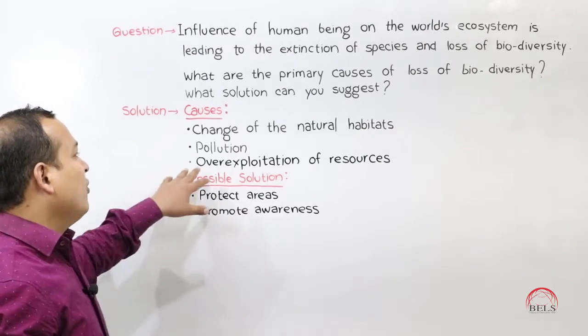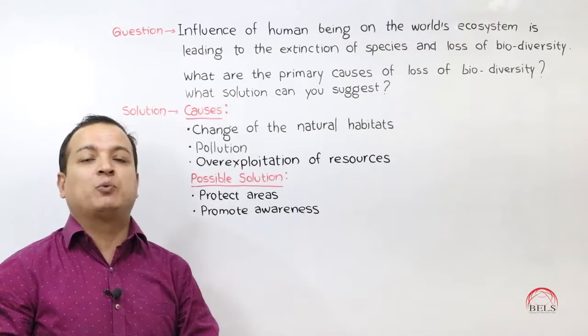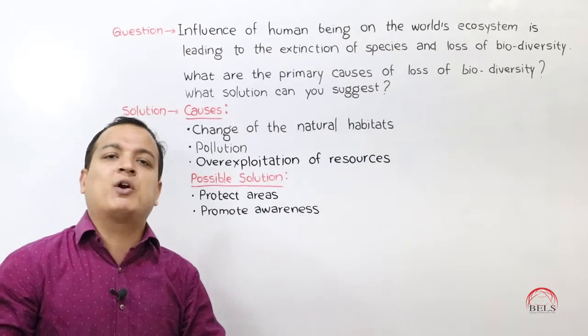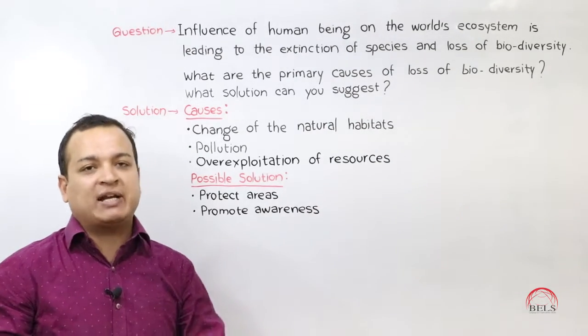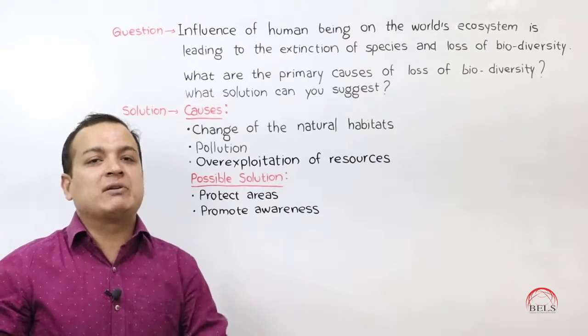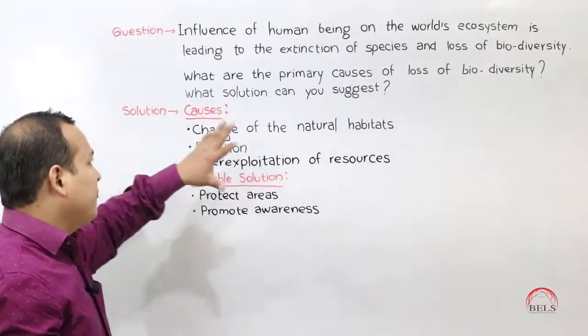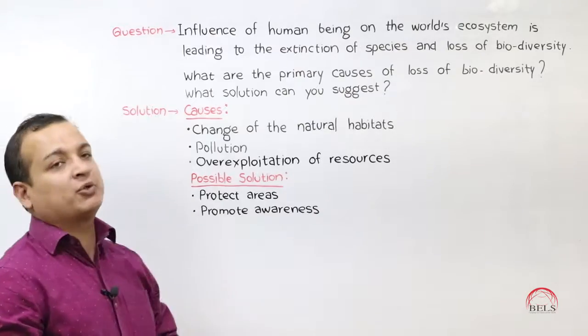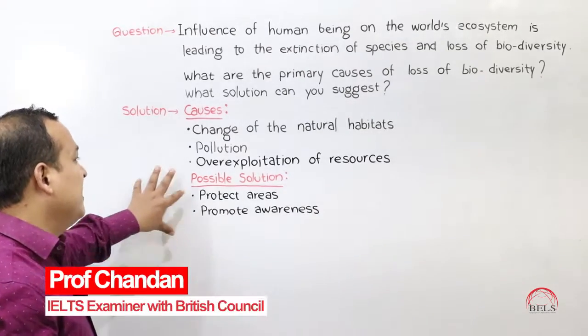Number 3 is over exploitation of the resources. We are building roads, construction work is going on. Because of that, we are exploiting the resources. Now we have 3 causes of that. What are the solutions? We will explain the solutions in detail.